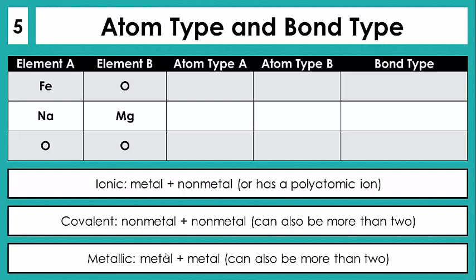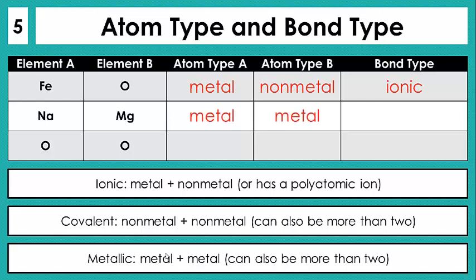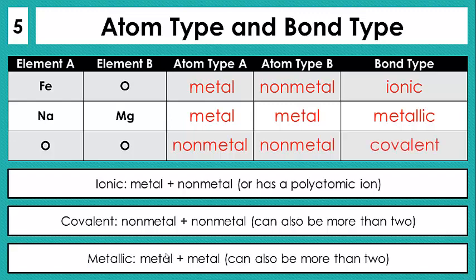Number 5 says to determine if the bond that will form is ionic, metallic, or covalent based on the types of atoms. So for the first one, we have iron, which is a metal, and oxygen, which is a nonmetal. Whenever we have a metal and a nonmetal, that's going to be an ionic bond. The next one, I have sodium and magnesium, which are both metals. So this would form a metallic bond. And the last one, I have oxygen and another oxygen. Since both are nonmetals, those are going to be covalent.